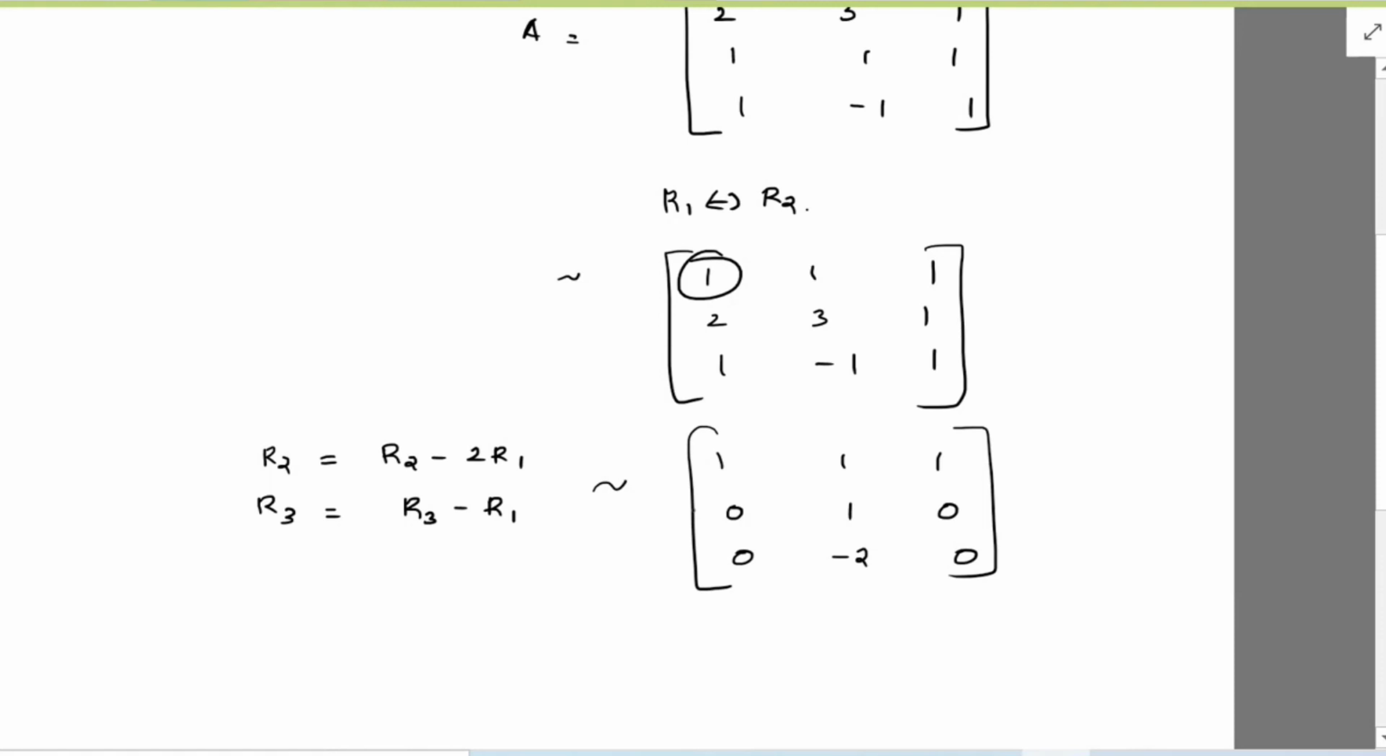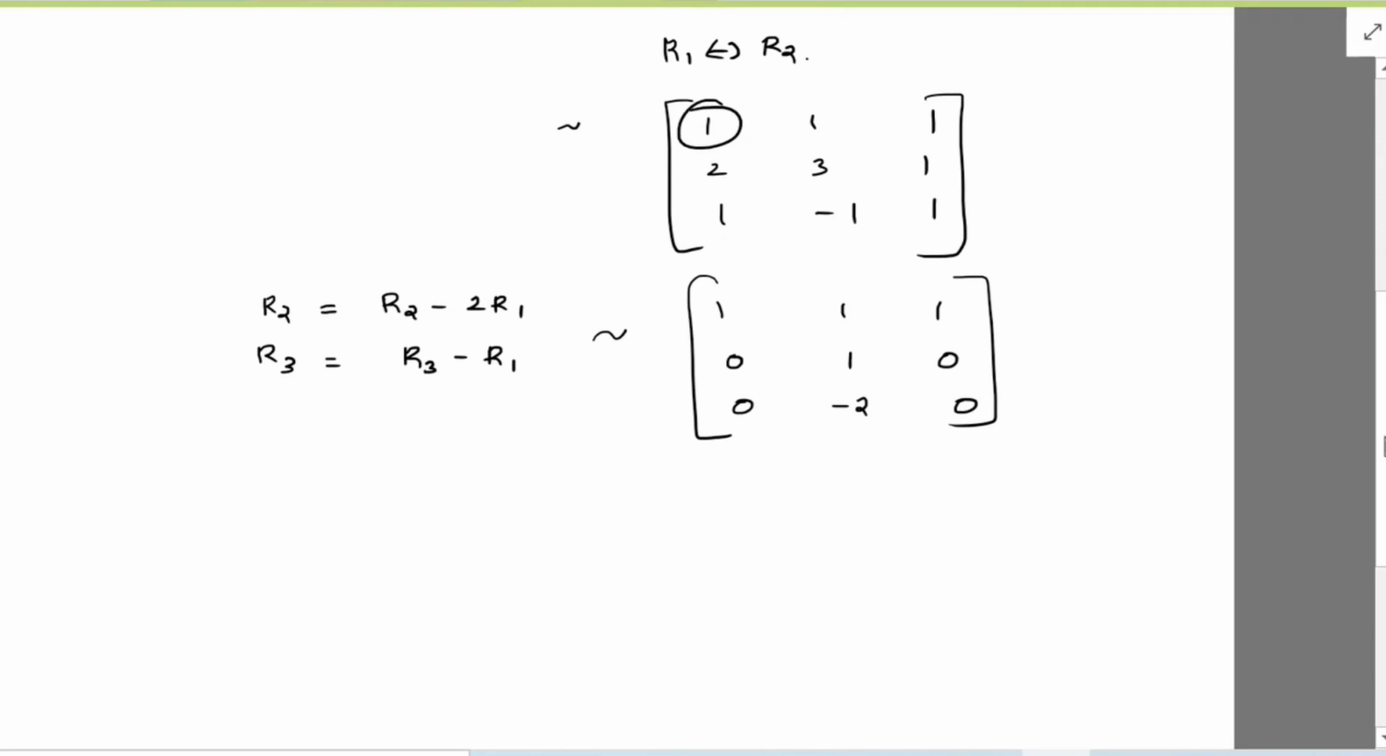Okay, students, what is the next operation we can apply? The third row, R3 becomes R3 plus 2R2. Mark the second leading coefficient and make the below entries 0. So R3 equal to R3 plus 2R2. So it will be 1, 1, 1, 0, 1, 0, 0, 0, 0.